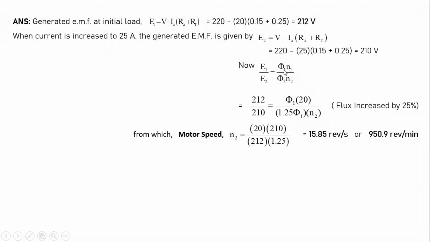So in this problem, flux is directly proportional to current. Either you can take phi1 as 25 and phi2 as 1.25 into 25, or you can keep phi1 as it is and 1.25 phi1, because phi1 and phi1 will cancel each other. In a series motor, flux is directly proportional to current. That you have to remember. We can replace phi1 by Ia and phi2 by 1.25 times Ia. That's all, one and the same.